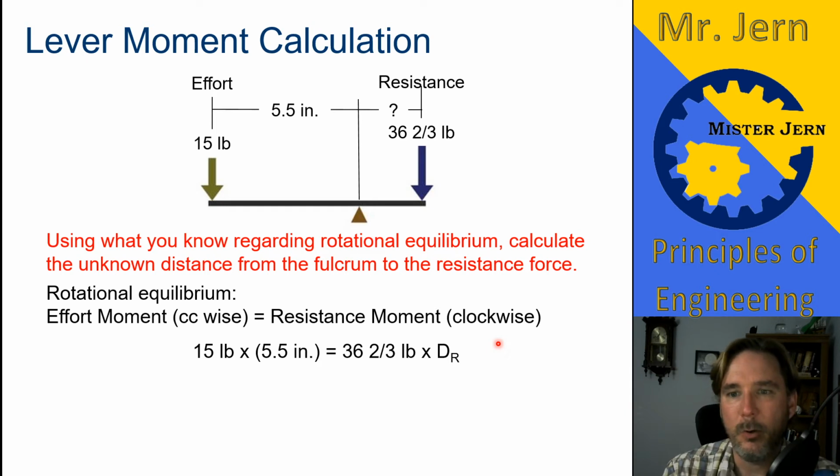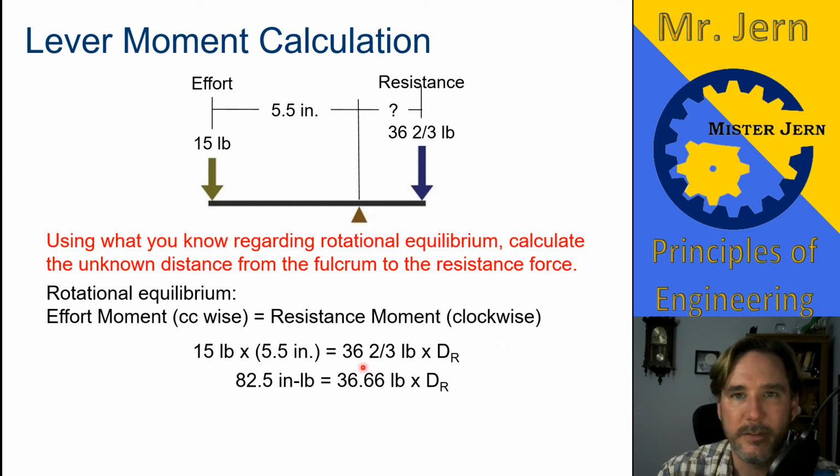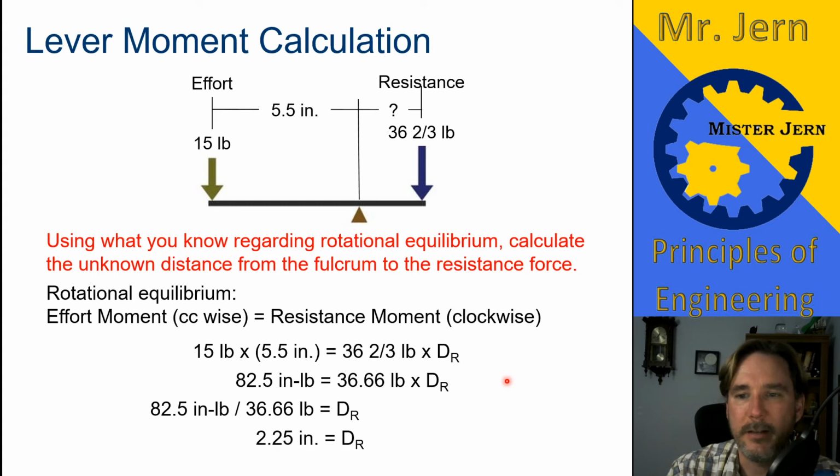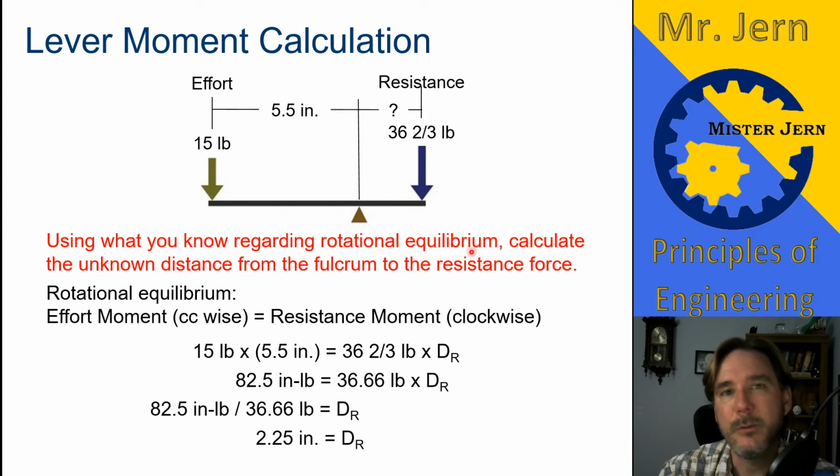So what do we got to do? Well, we're going to simplify the left-hand side of the equation. We multiply that. We got area 82.5 like before, inch-pounds. And now we're going to have to divide both sides by 36.66 pounds. And when we do that, the pounds are going to cancel out, and we're left with 2.25 inches. So now we know. We leave that at 2.25 inches away. And that's very useful.